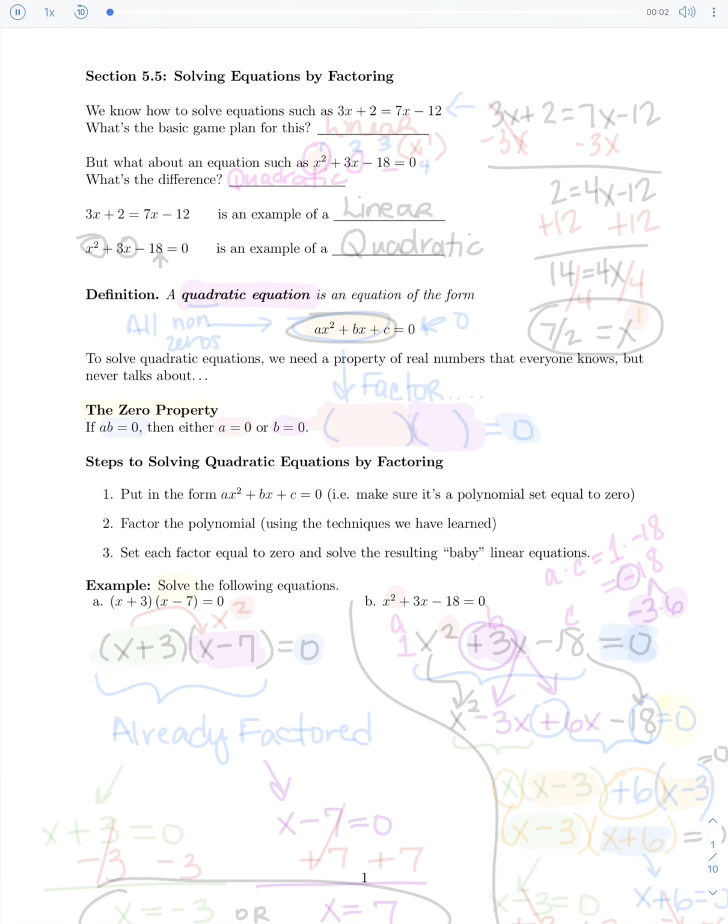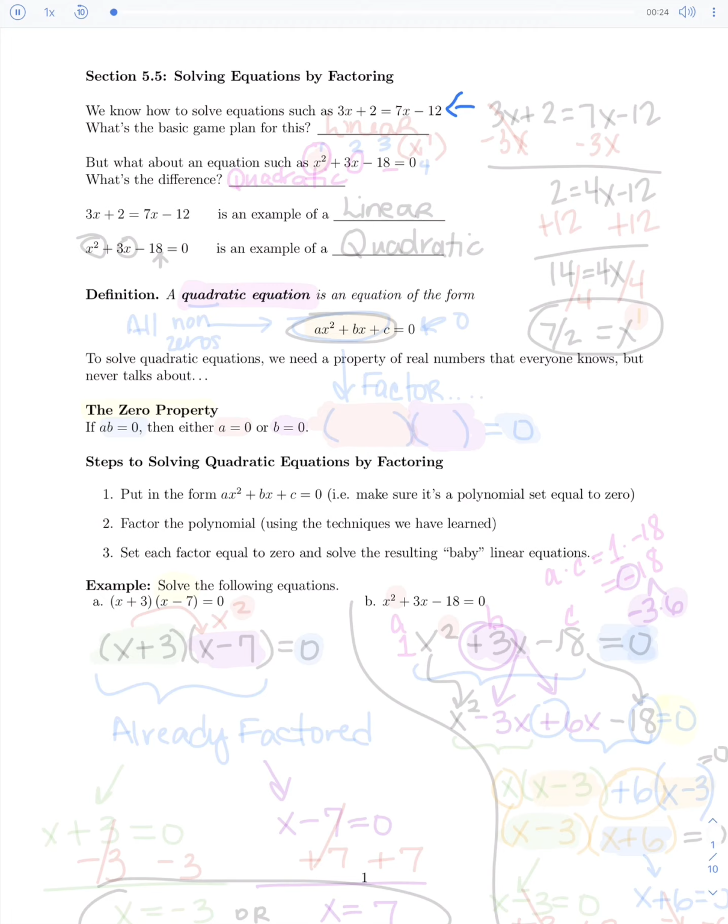In section 5.5, we'll look at solving some equations, but this time we're going to look at things that have a bigger degree than just a linear equation with just an x to the first power.